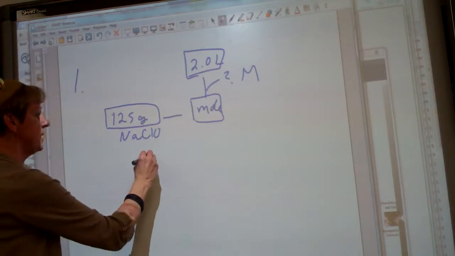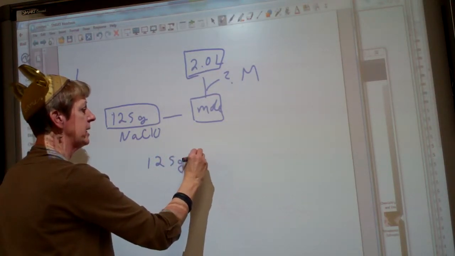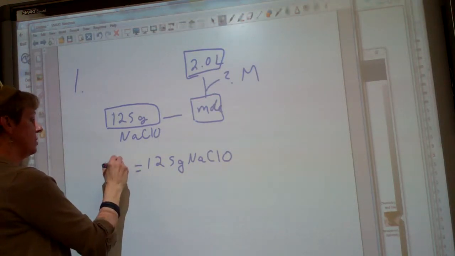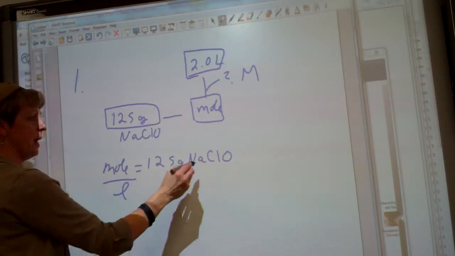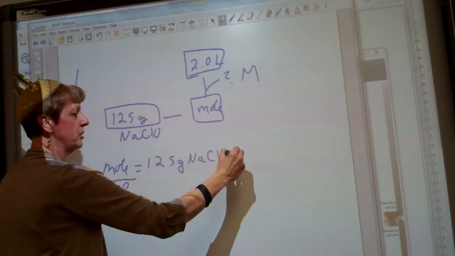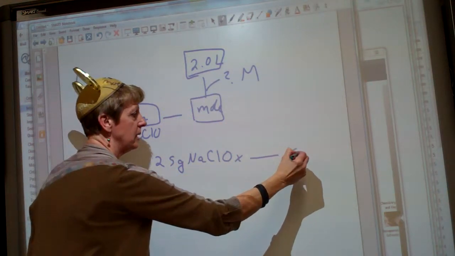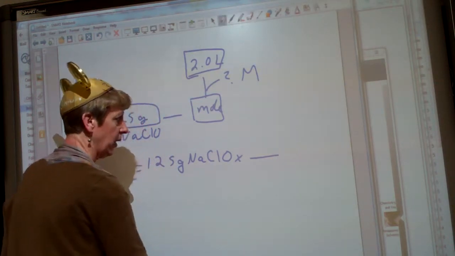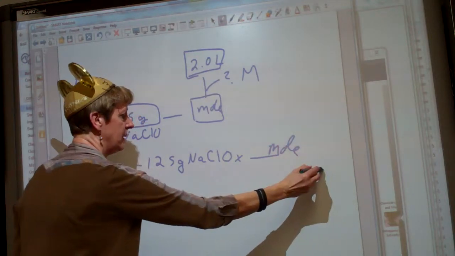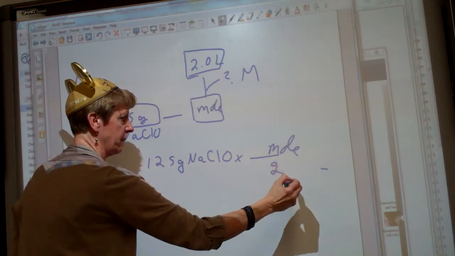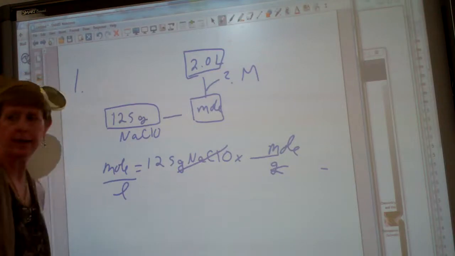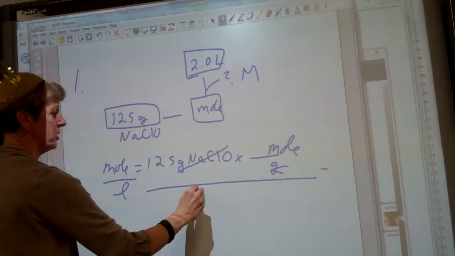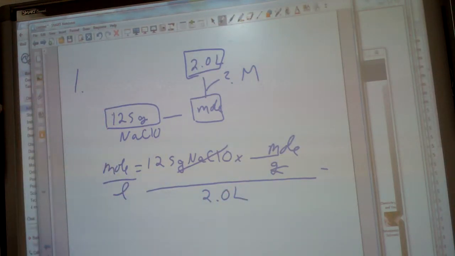Take your grams, 125 grams of bleach, and get them to moles over liters. And so how do I do that? Grams to moles. And then, okay, I want to get rid of that. And then I'll have moles on the top, and grams on the bottom. Grams will cancel. Then what? What do I do, Jake? Divided by 2.0 liters. Good. Okay.